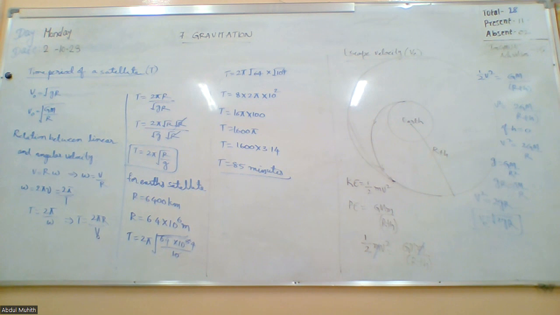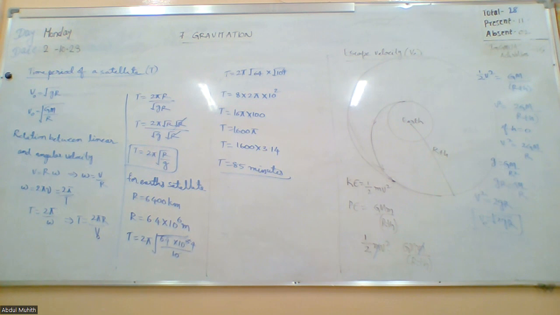Understood? A person who sits in the satellite and moves around the Earth can see sunrise and sunset, how many times? More than 18 times. Understood? That's how fast it is.